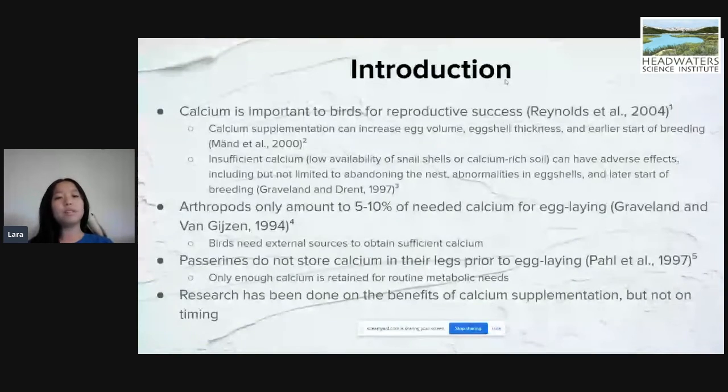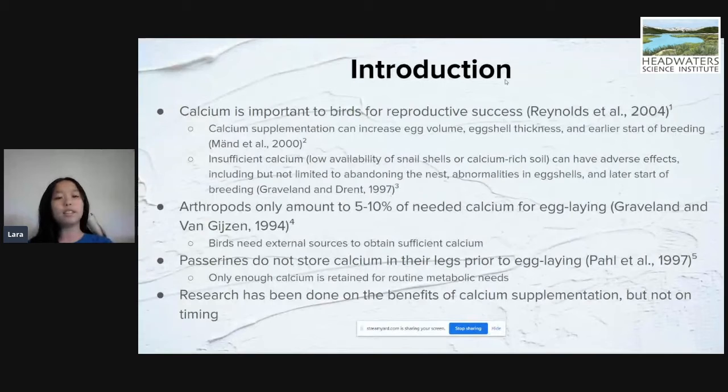Calcium is very important to birds for reproductive success. Supplementing calcium to birds can increase egg volume, eggshell thickness, and can induce an earlier start of breeding. Insufficient calcium, which can be caused by a low availability of snail shells or calcium-rich soil, can have adverse effects. Some of these include abandoning the nest, abnormalities in eggshells, and a later start of breeding.